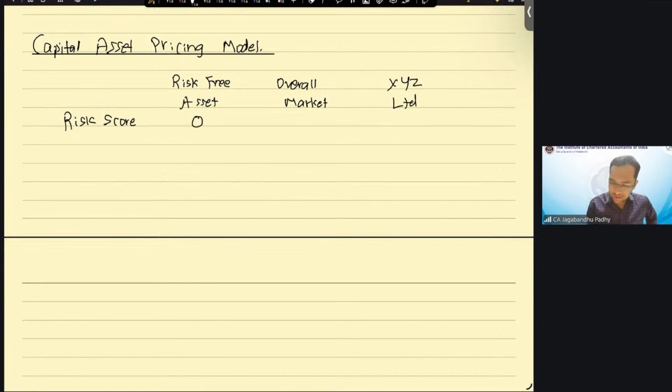If I say that the overall market has a risk score of 1 and XYZ Limited has a risk score of, let's say, 2, can I say that this company is double as risky as the market? If your overall market risk score is 1 and XYZ has a risk score of 2, what does that imply? That simply implies that our company is double as risky as the market.